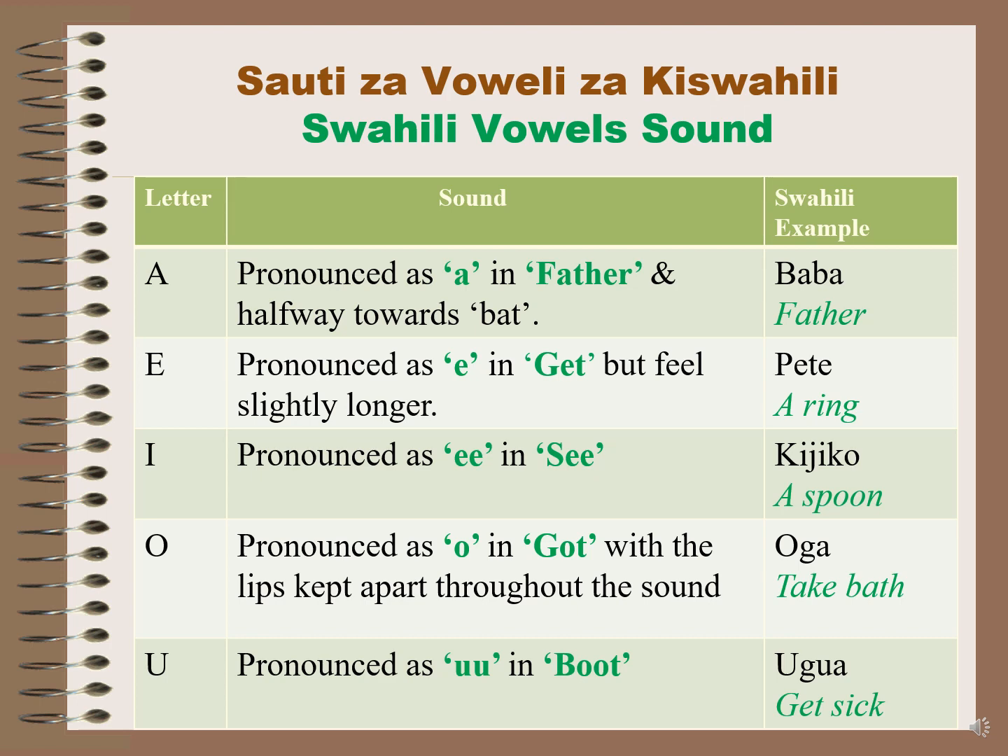O is pronounced as O in got, with the lips kept apart throughout the sound. We have a Swahili example here of the word oga, meaning to take a bath. U is pronounced as U, as in boot, and in Swahili we have a word ugua, meaning get sick.